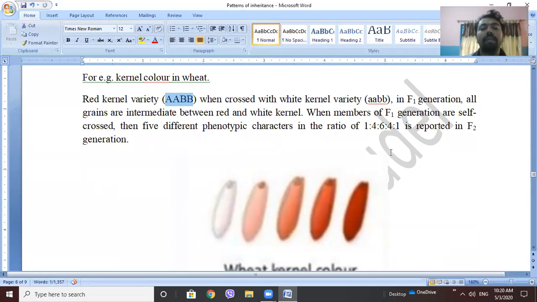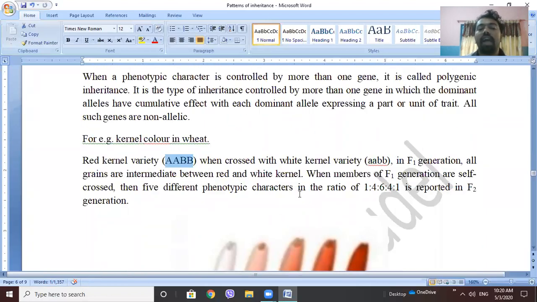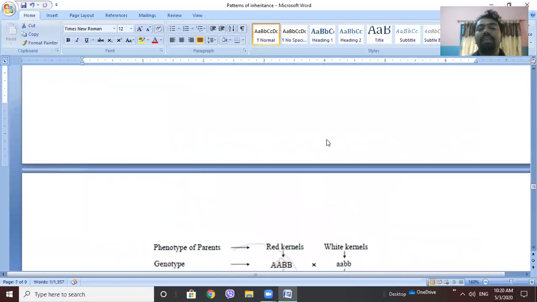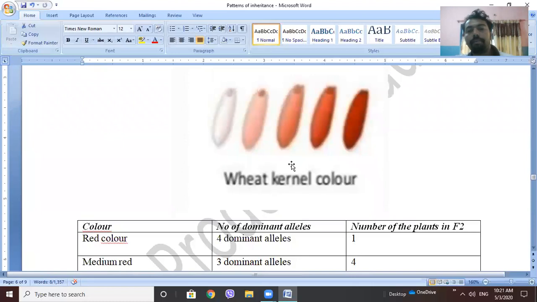Now in the F1 generation, when we cross the two, two alleles will be dominant and two will be recessive, and therefore it will show us an intermediate between red and white corneal. So we say it is intermediate red. Now if we self-cross or self-pollinate this intermediate red F1 generation, then we see 5 different phenotypic characters, and the ratio will be 1:4:6:4:1, and that will be found in the next generation. So before moving to the diagram, let me make you clear on these things.